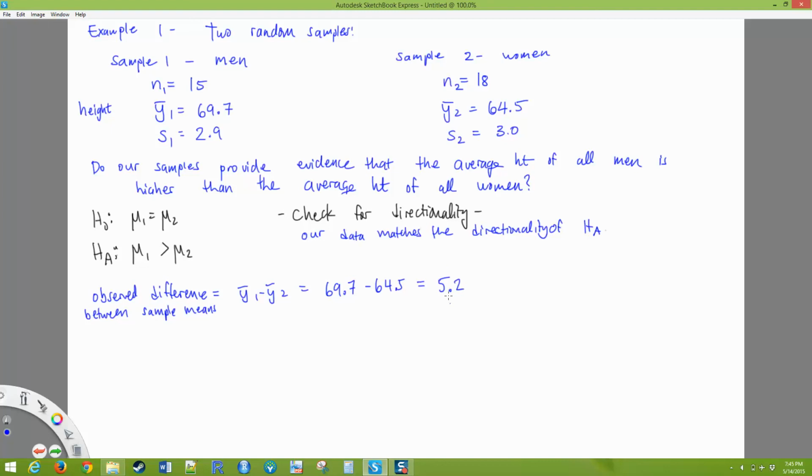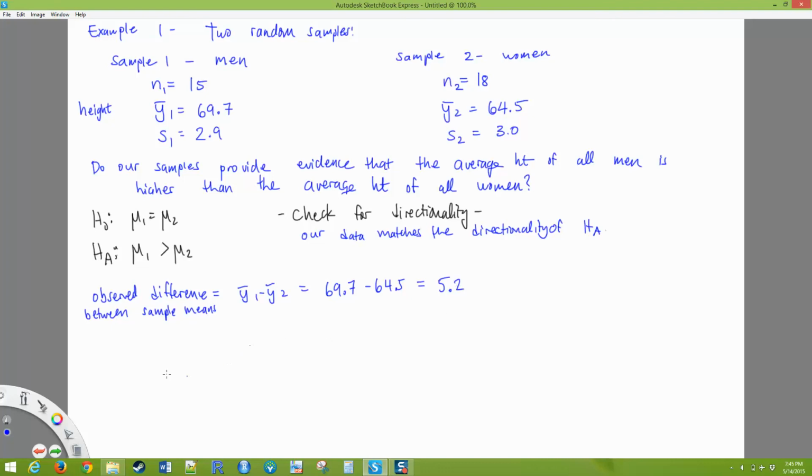Is 5.2 significantly different from 0? Or is it possible for the null hypothesis to be true, and by random chance, I happen to get a sample of 15 men, or 15 people where the average was up here, and a sample of 18 people where the average was down here? Could that happen by random chance? I mean, technically it could, but how likely is it?